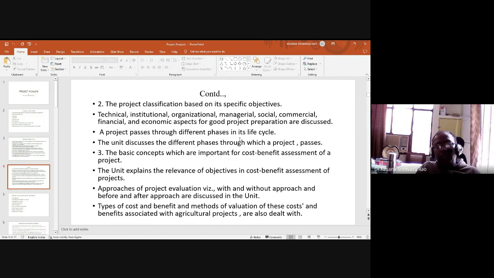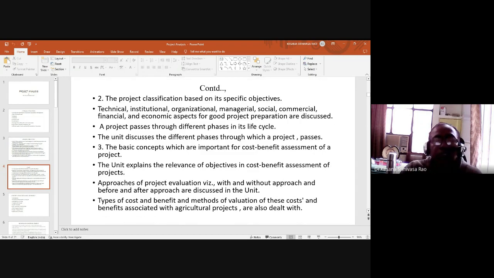Then types of cost and benefit, and methods of valuation of these costs and benefits associated with agriculture projects, are also dealt with. So this is the structure which we are going to discuss today.